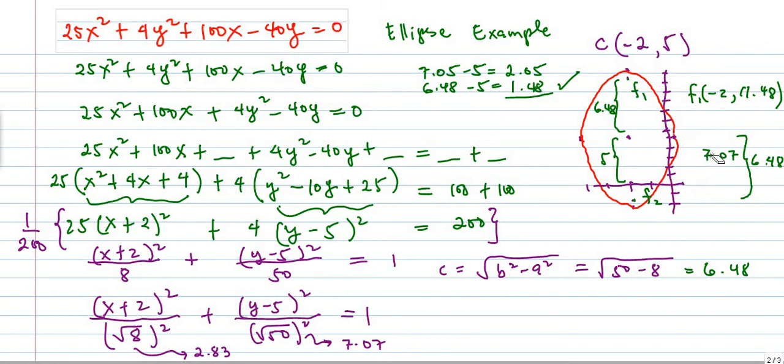Tanggalin ko tong drawing na to, hindi na kailangan natin to, except itong 6.48 minus 5, yan yung matira dito. Okay. So, 1.48. Therefore, our F2 is equivalent to negative 2 and then 1.48.